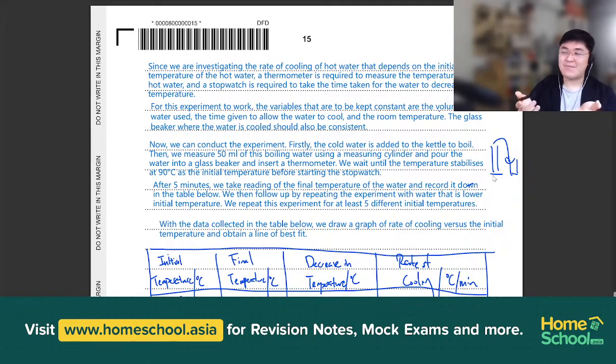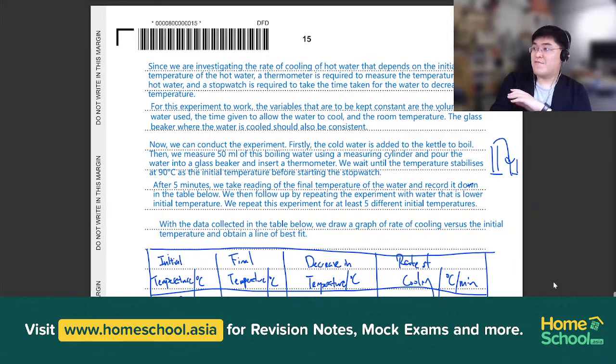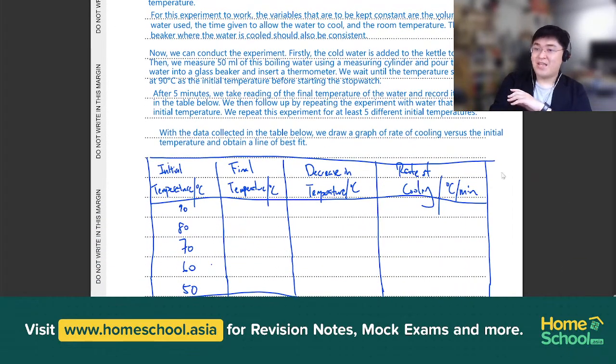Yeah, these are some of the things we need to keep constant. Okay. And next, we are given 1 mark if we have a table with clear columns with initial, final temperature, and also with the decrease in temperature, and also the rate of cooling, and also all the proper units inside. So as you can see over here, degrees Celsius, degrees Celsius, degrees Celsius, degrees Celsius per minute. Once you do all this properly, we should get your next 1 mark.